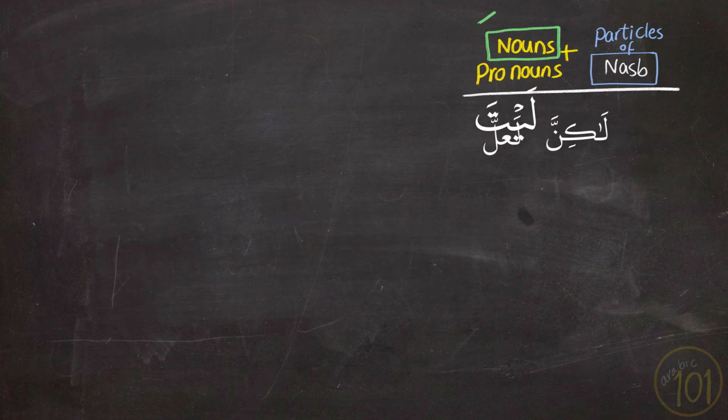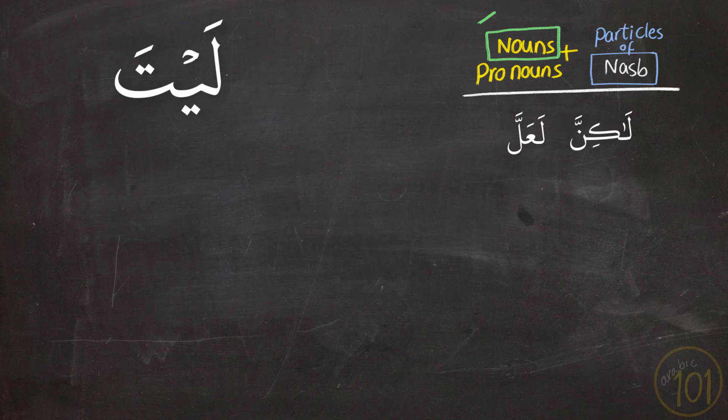The next particle is لَيْتَ, and it means if only, and it is used when wishing for something that could have happened, but it didn't. So it is used to convey deep regret.